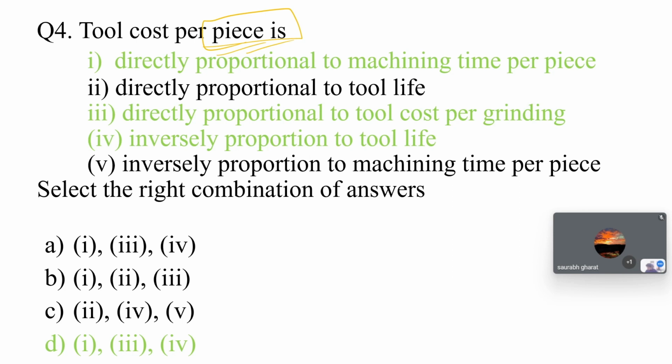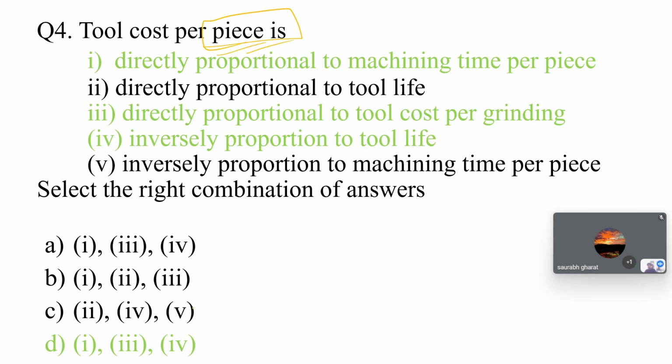You have to check this. It says tool cost per piece, so it's different from that one. You have to check first what the value for that is. So you don't have that, so go through the 75 paper only.